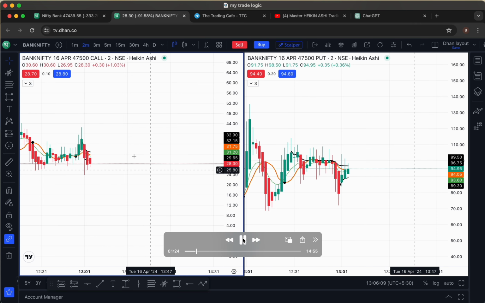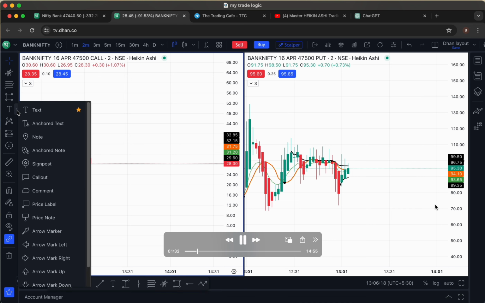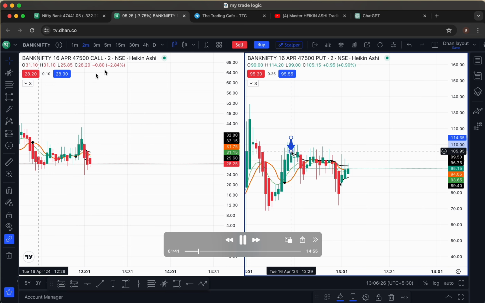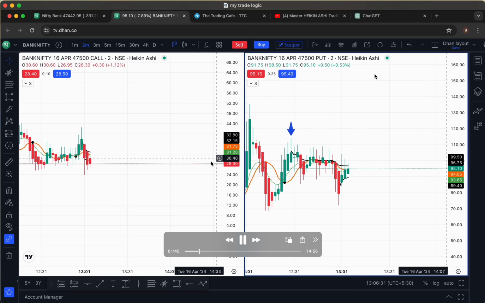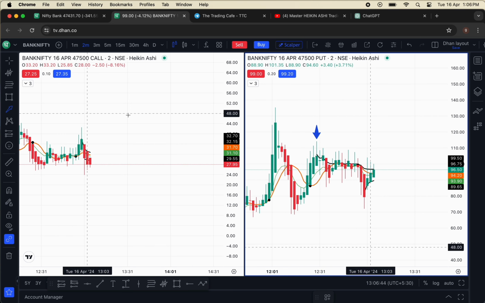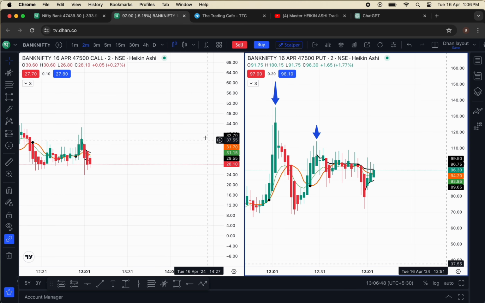Hi, now let us see the logic behind one of the trades taken over here. You can see the 47,500 call and 47,500 put we have taken, and this is the logic behind the trade which I will be taking. I'll be showing it in the live market right now.